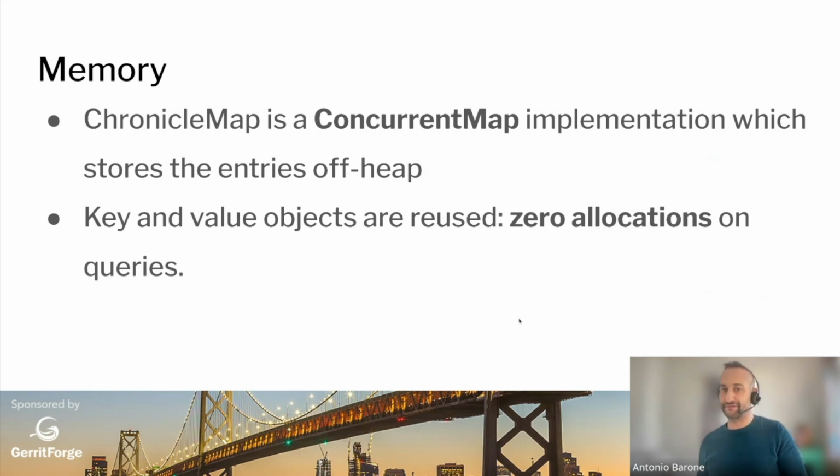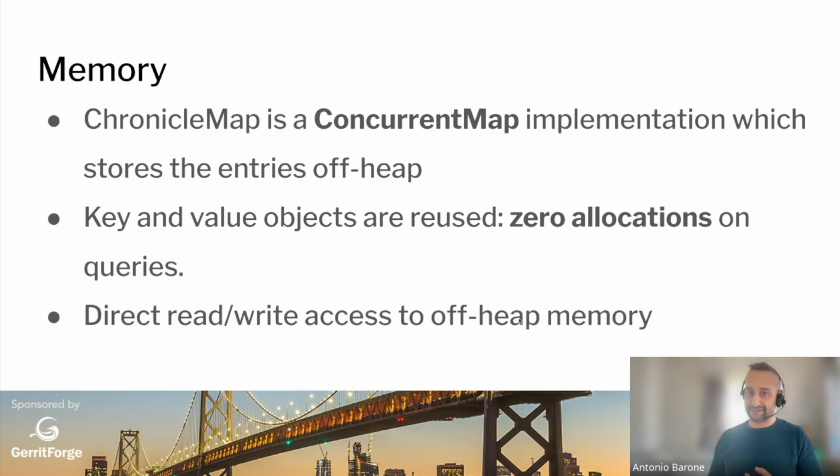Chronicle Map takes a different approach. As we've seen, keys and values are stored off heap, so outside the JVM heap. And instead of creating new objects, when you ask for a key value to be retrieved, Chronicle Map reuses the same memory mapped structures, and it gives you exactly that value. So the retrieved values are written into these pre-allocated key value instances, which again we will see more about later, and this avoids unnecessary object creation, which would bring an increased GC pressure on the heap memory.